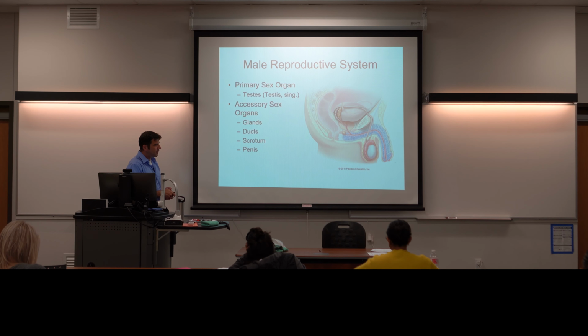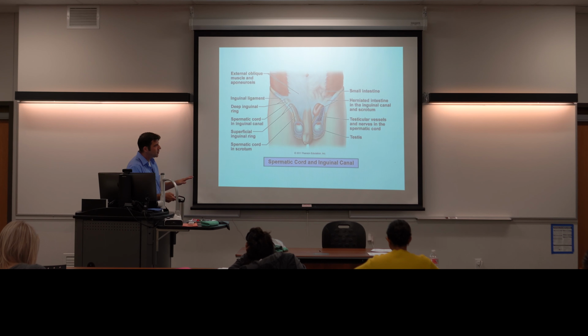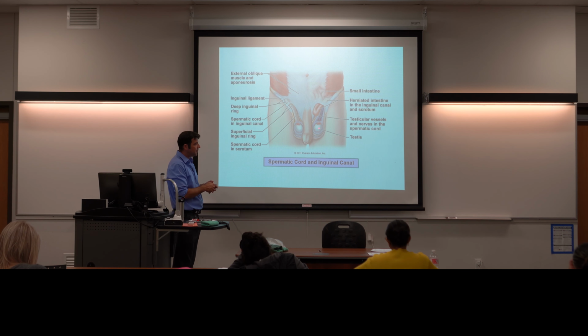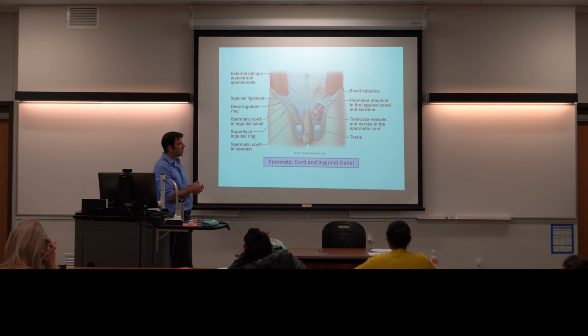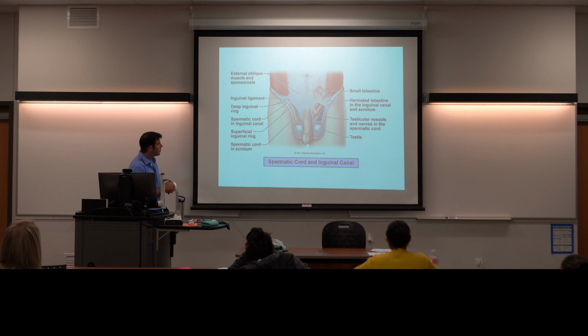So let's see, maybe from another view. This view shows us from an anterior view the same thing that we were looking at. The testes, we can see a little bit of the epididymis. What this slide shows relatively well is the vas deferens, but accompanying the vas deferens there are going to be blood vessels and nerves, and they're all wrapped together in this structure called the spermatic cord.